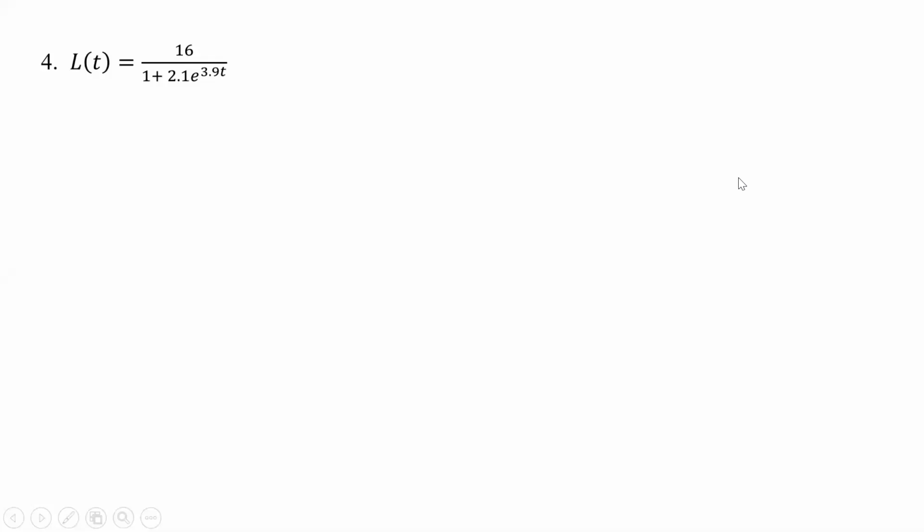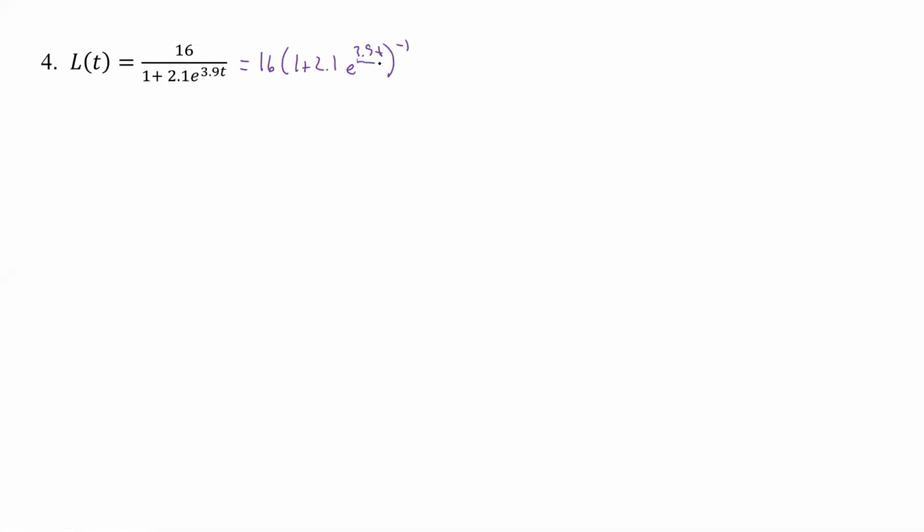All right, so like I said, we're going to do the logistic model now. So what I'm going to do is first rewrite this as 16 times (1 plus 2.1 e to the 3.9t) to the negative 1. Now, I have a number times this.